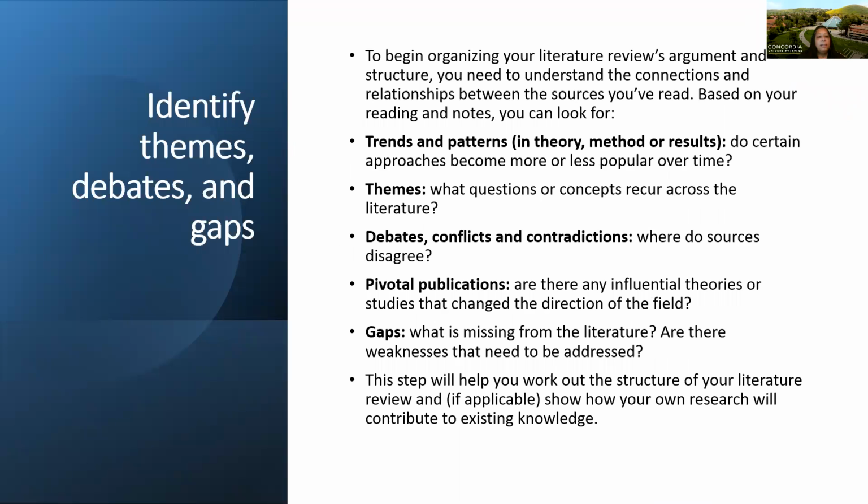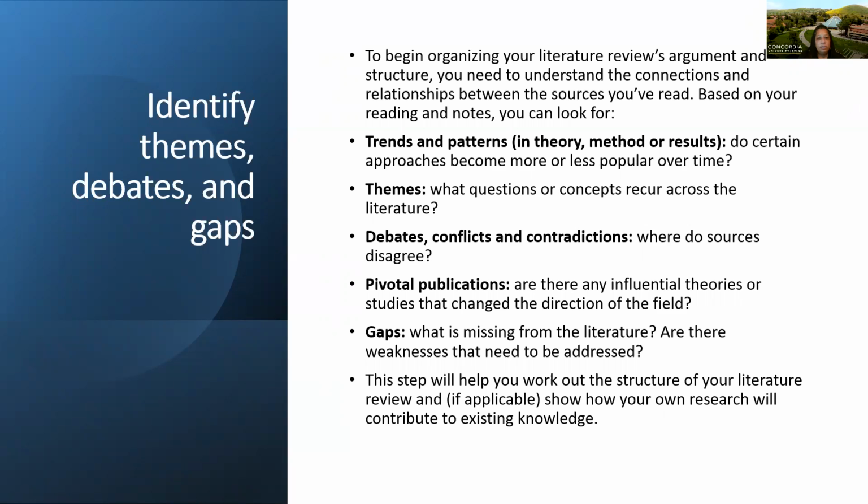Then we want to identify themes, debates, and gaps, okay? So we want to organize the literature review, its argument and structure, and we have to understand the connections and relationships between the sources that we've read based on our readings and the notes. So we want to look for trends and patterns. Do certain approaches become more or less popular over time? Themes: what questions or concepts reoccur across the literature? Debates, conflicts, and contradictions: where do the sources disagree? Because that's important to include as well.